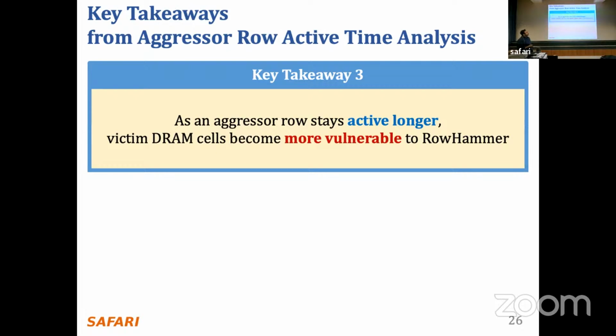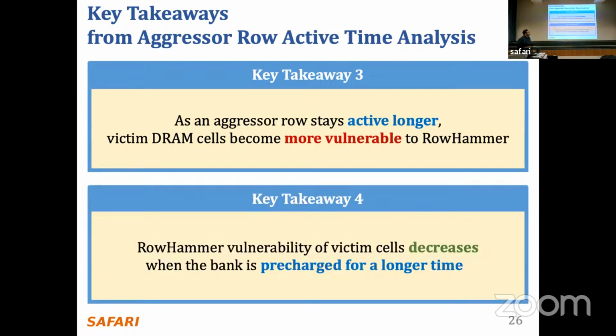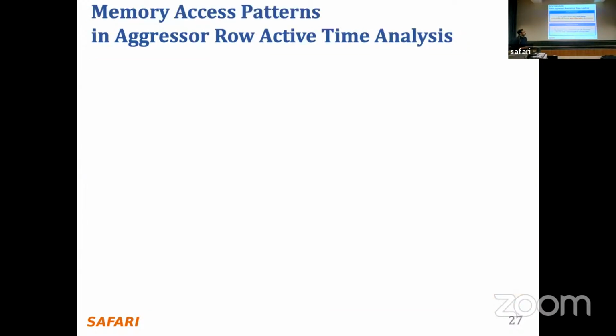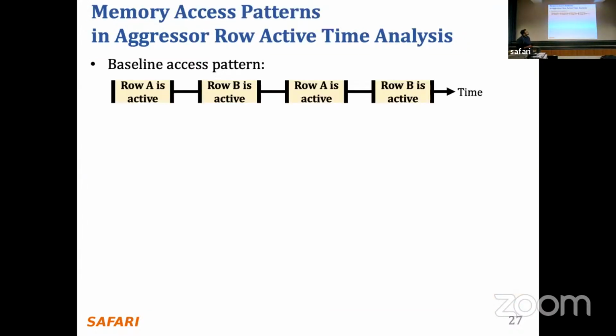Takeaway 3 says, as an aggressor row stays active longer, victim DRAM cells become more vulnerable to RowHammer. Another takeaway is that RowHammer vulnerability of victim cells decreases when the bank is precharged for a longer time. Here, this is the exceptional methodology we used only for this set of experiments.